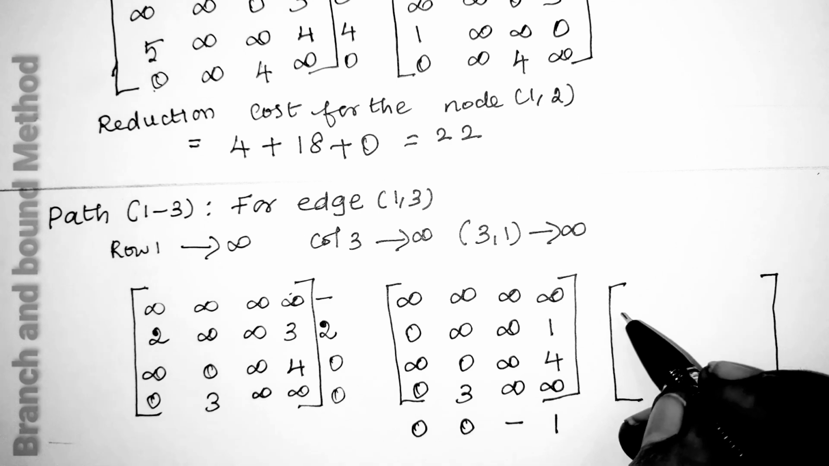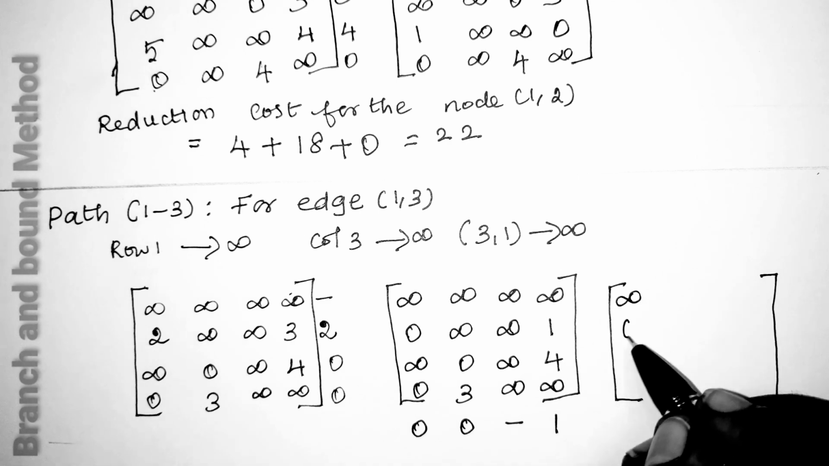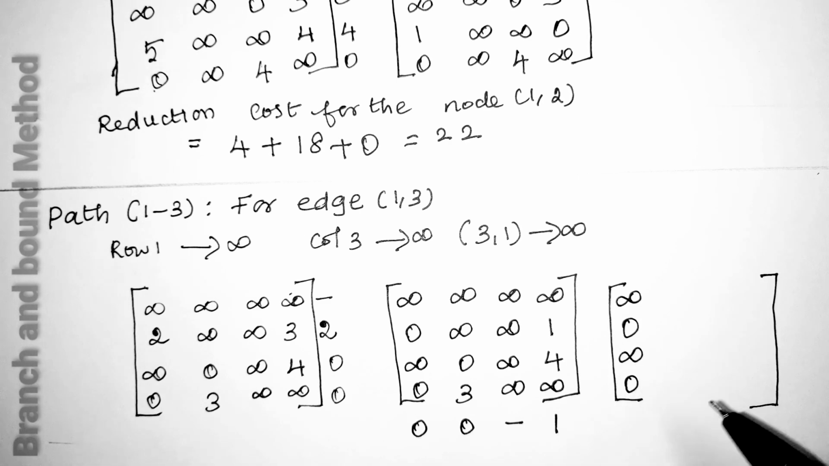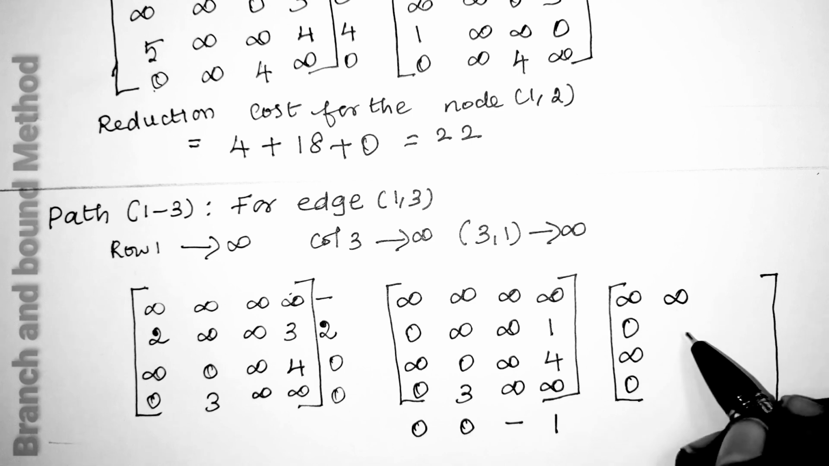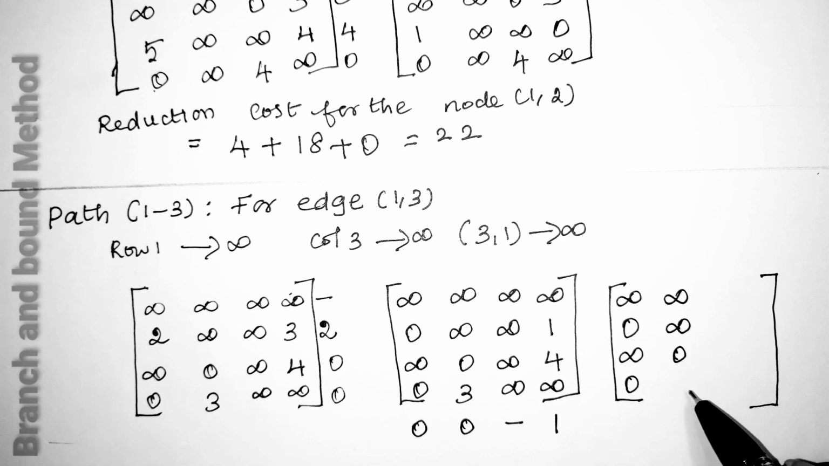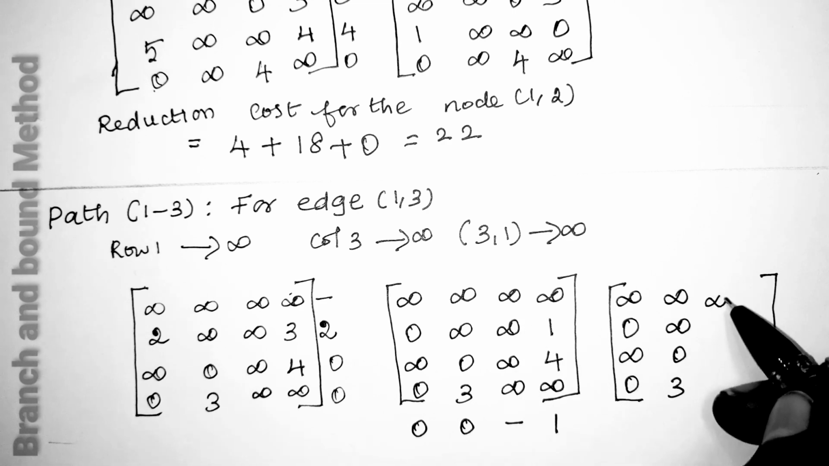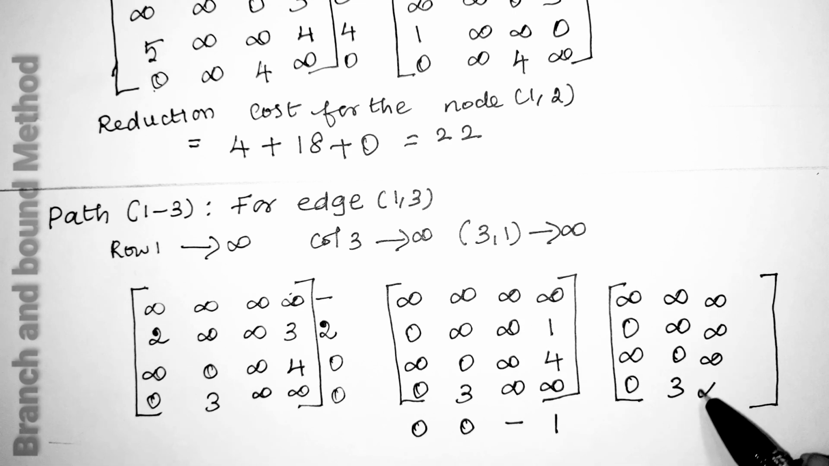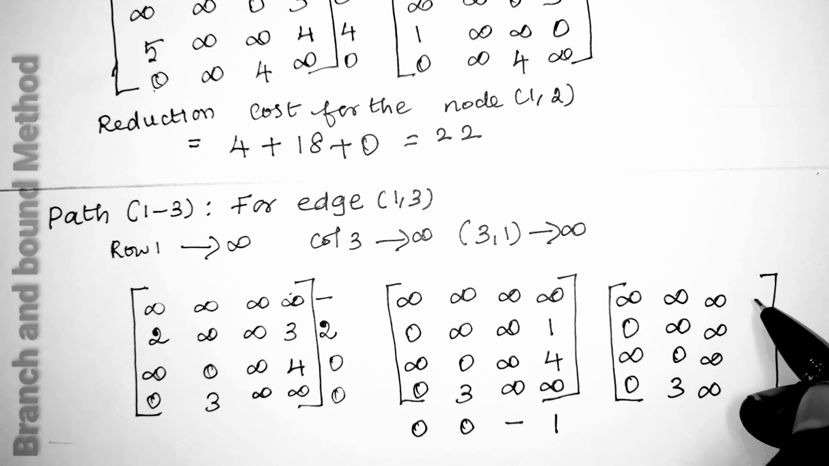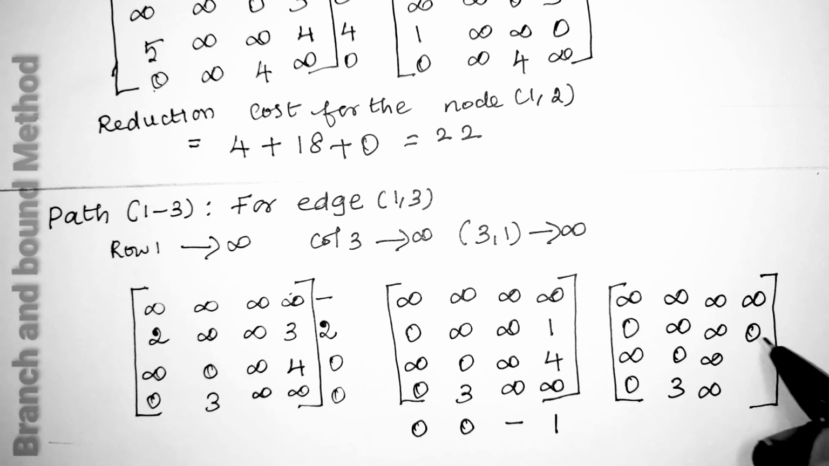First column, 0 is the least number, so infinity, 0, infinity, 0. Second column, 0 is the least number, so infinity, infinity, 0, 3. Third column, infinity, you write. The fourth column, 1 is the least number, so infinity, 0, 3, infinity.